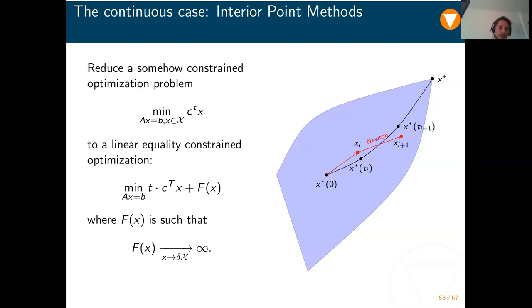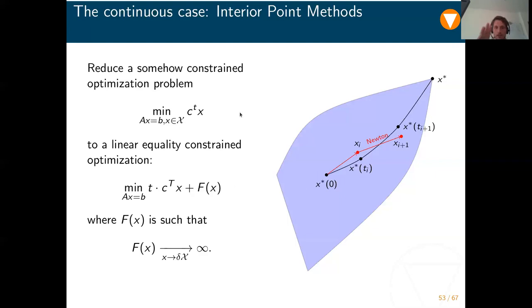So ideally, it would be the indicator function of your domain. That is completely not tractable computationally. So that's why you do not take indicator functions. But the idea behind this is somehow that. And then you weigh the linear part in the objective function with some parameter t. You get a sequence of optimization problems. And then interior point methods are a clever way of approximating this central path, which is defined by the optimal solutions to this sequence of optimization problems. And if you do everything nicely, then this will converge to the optimal value of your original problem.